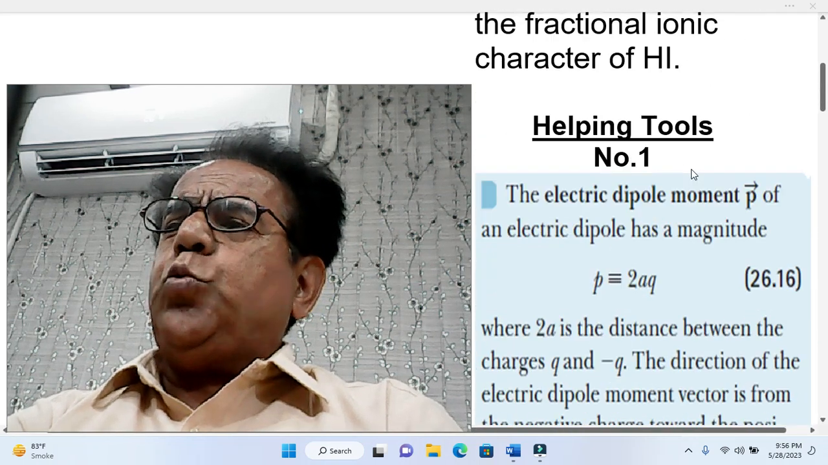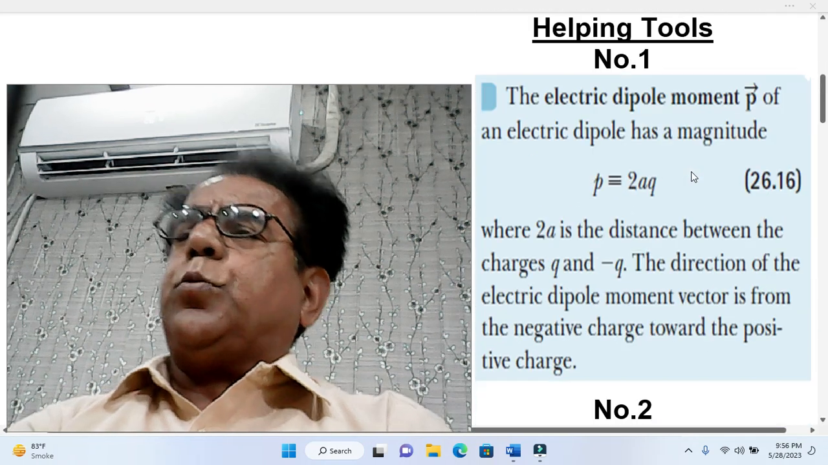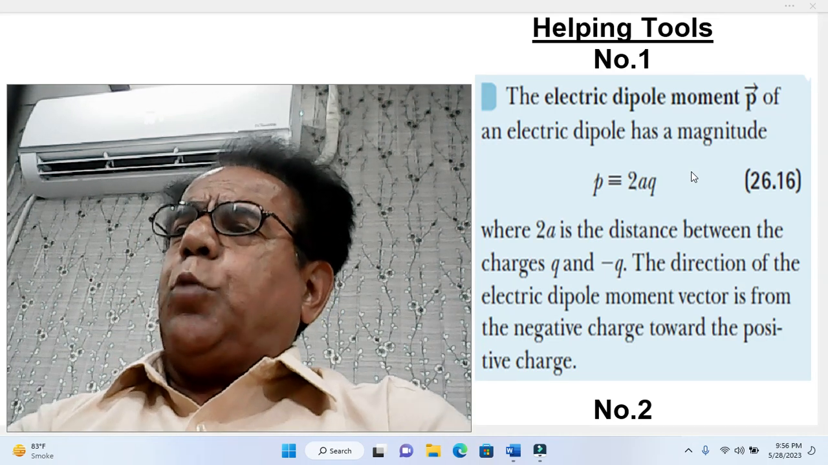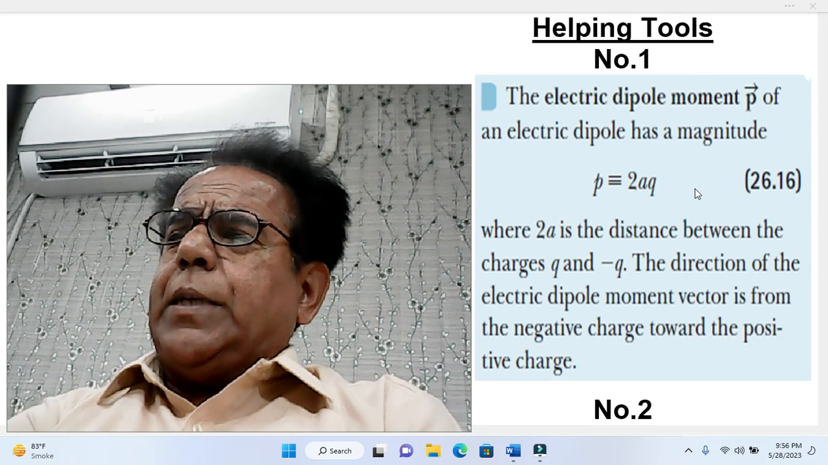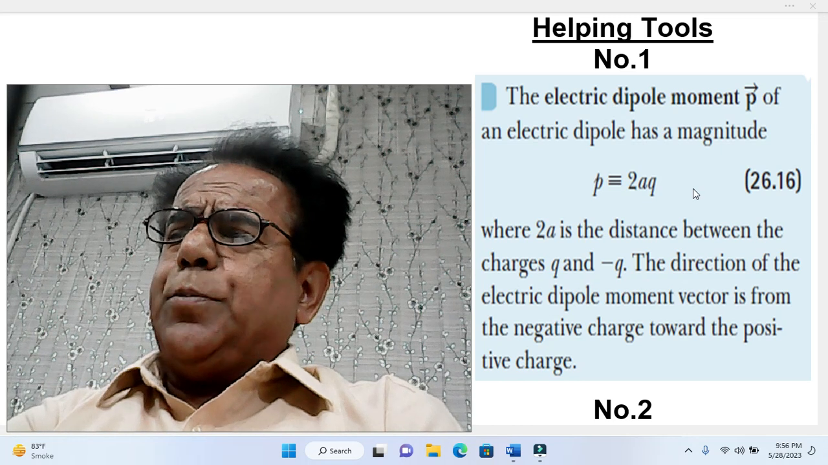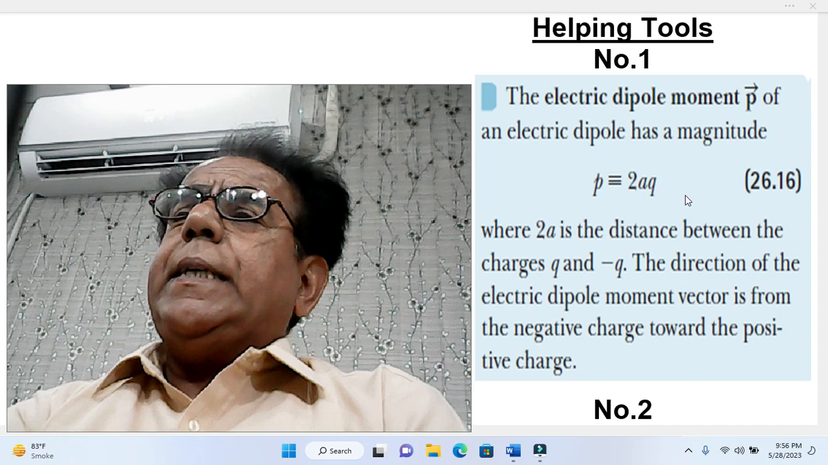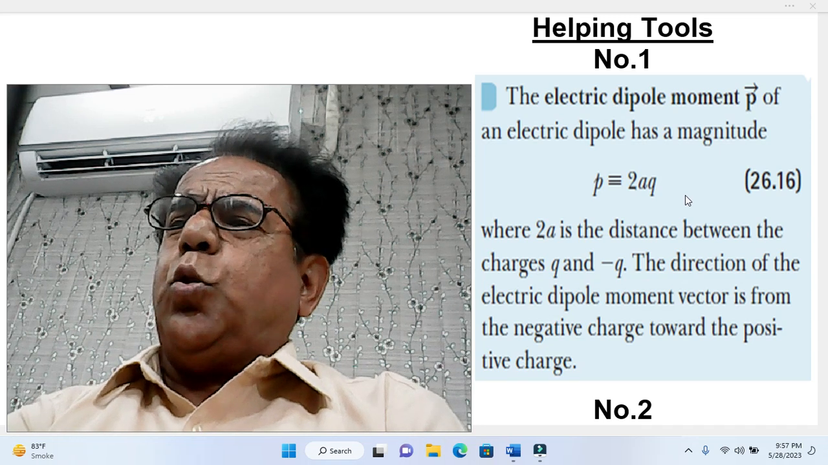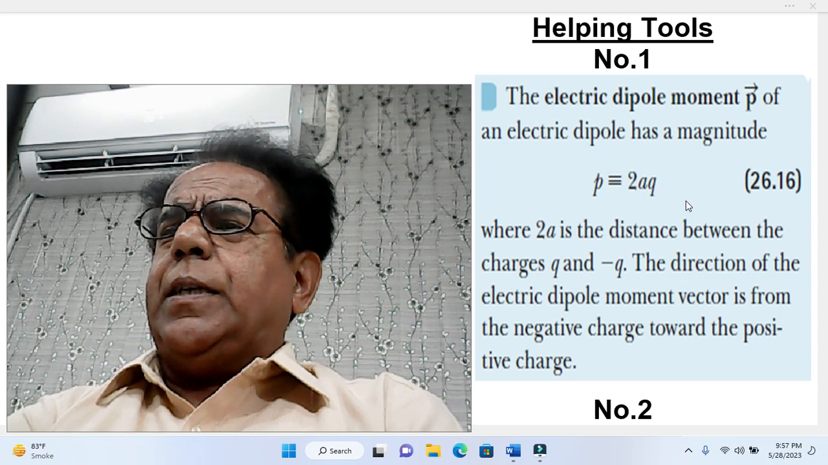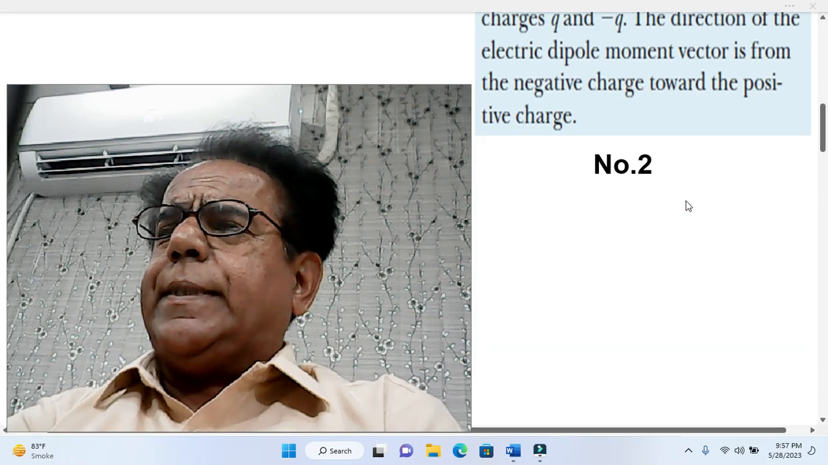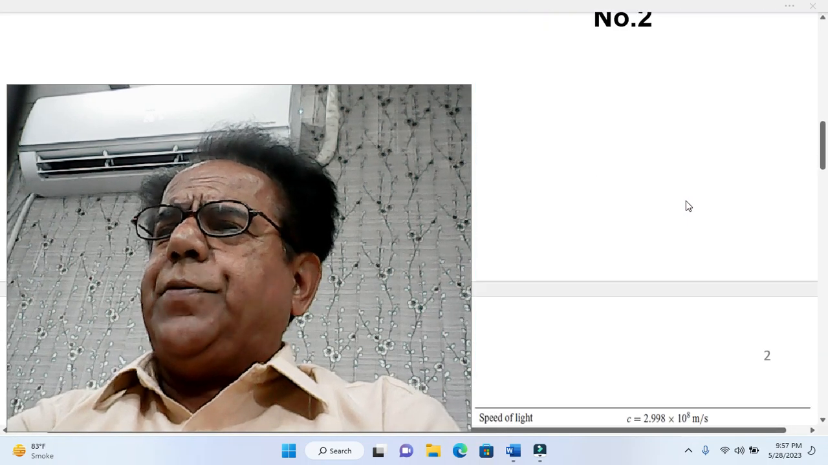As usual, we first come to its helping tools. Helping tool number one, the electric dipole moment. Dear students, we do not give sufficient time to this tool because it has been discussed in our previous problem, so we skip this tool. We have discussed it in detail in the previous problem.